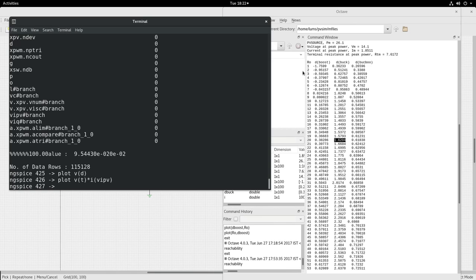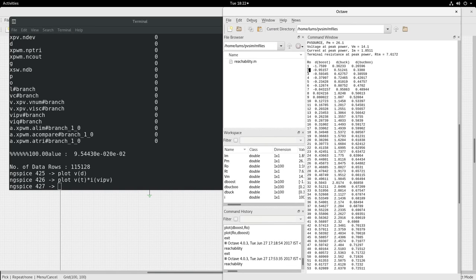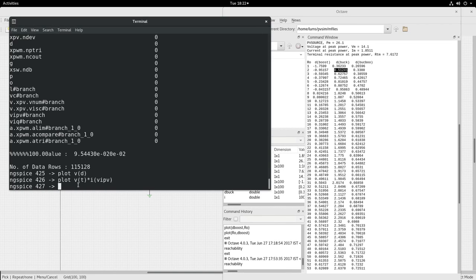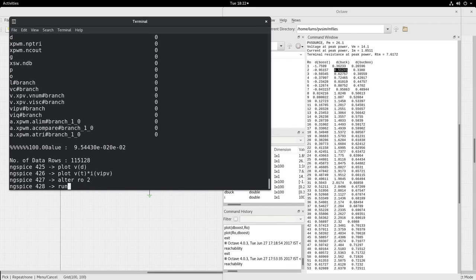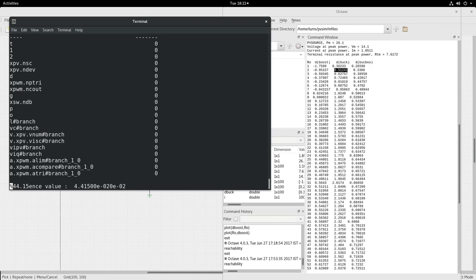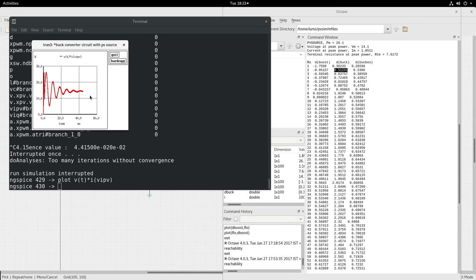On the other hand, let me change R0 to 2 ohms. At 2 ohms, the duty cycle for the buck converter is 0.51. So let us say I alter R0 to 2 ohms. Run the simulation. You see that it is much lesser than the peak power point.